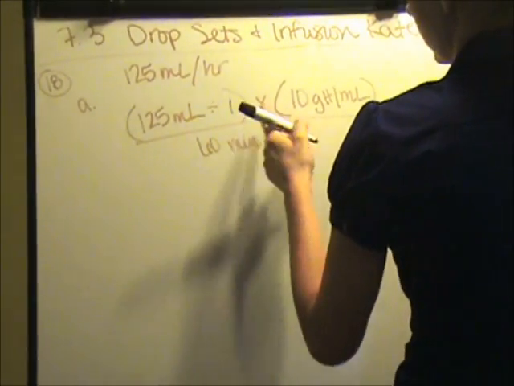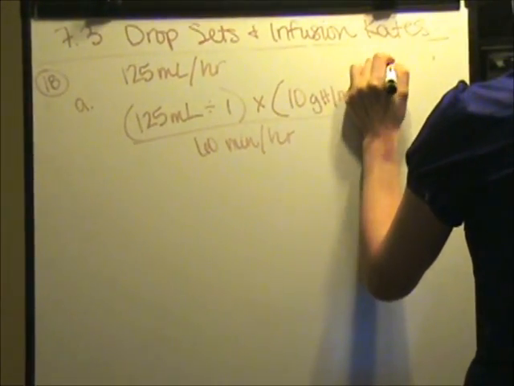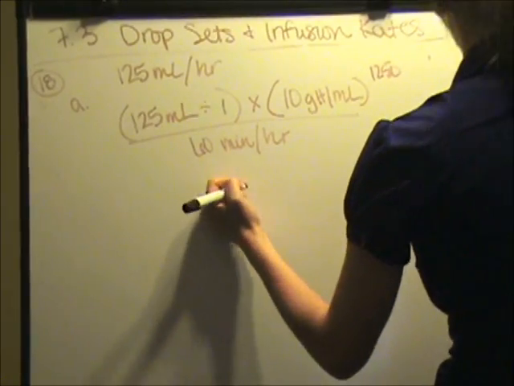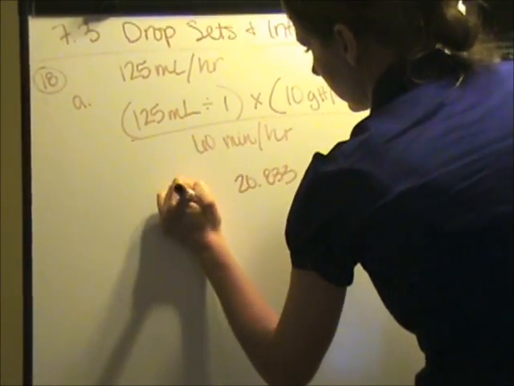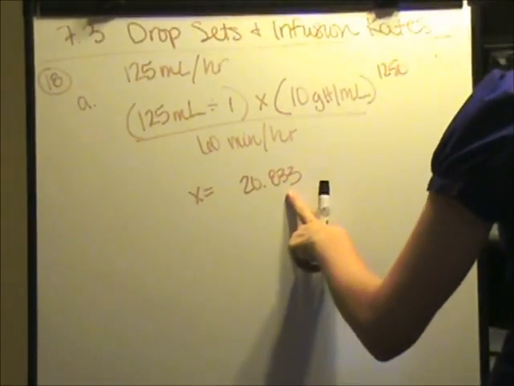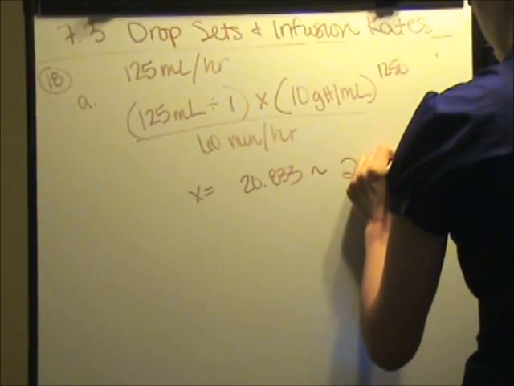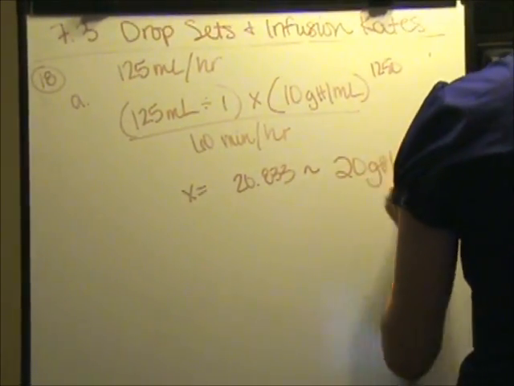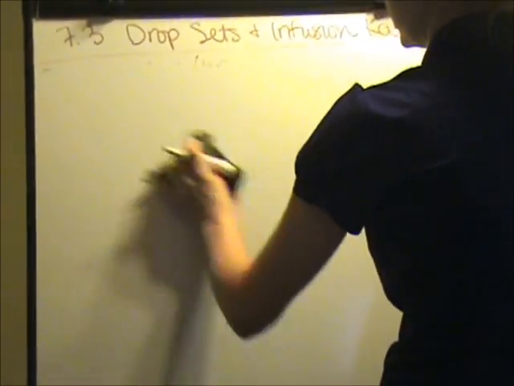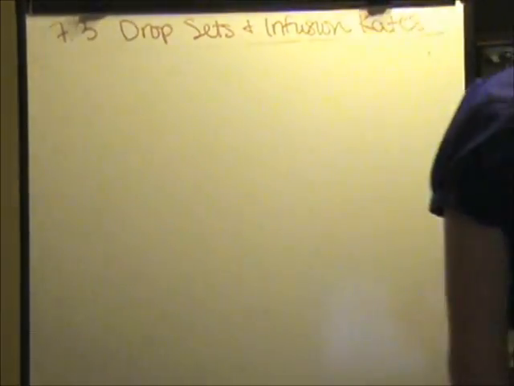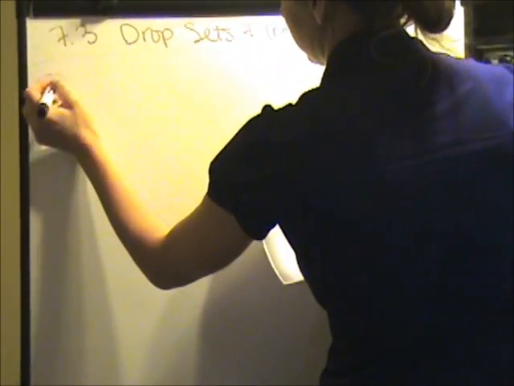125 divided by 1 is 125 times 10 is 1250. Divided by 60 is going to give us 20.833. But remember, this is not a full drop, so we're going to round down to 20 drops per minute. Don't let all the extraneous information confuse you. Okay, let's look at B on number 18.